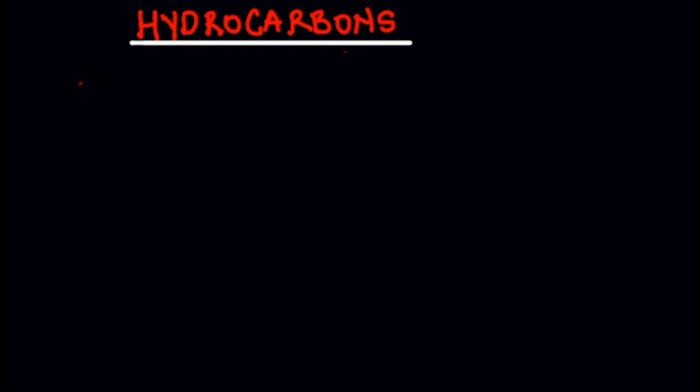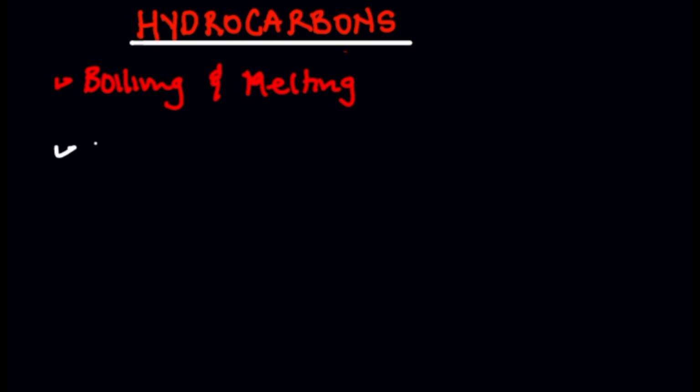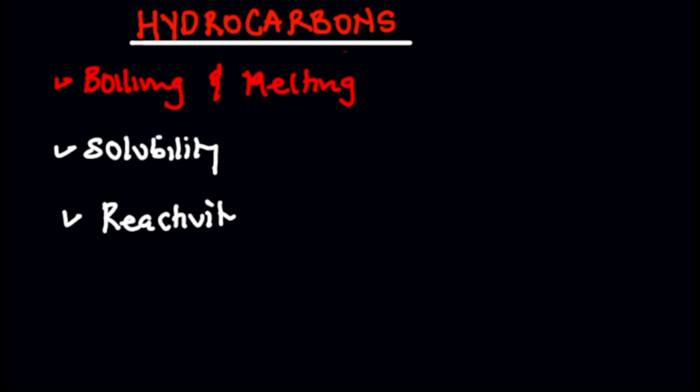When it comes to properties of hydrocarbon, I'm going to talk about the boiling point, and at the same time the melting point. It's very, very important. Then I'm going to talk about the solubility of hydrocarbon, because it's very important for you to understand how soluble hydrocarbon is. At the same time, we're going to talk about the reactivity of hydrocarbon, although I'm going to talk about it better once we get to alkane, alkene, and alkyne.